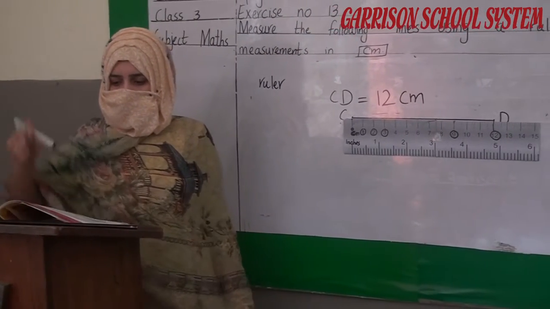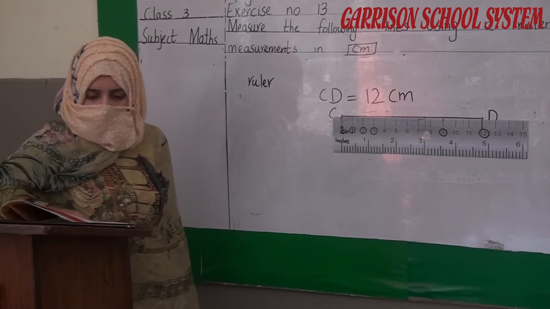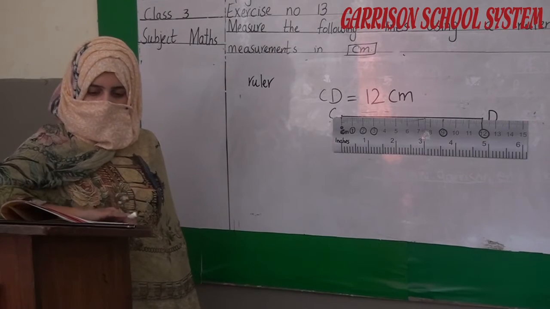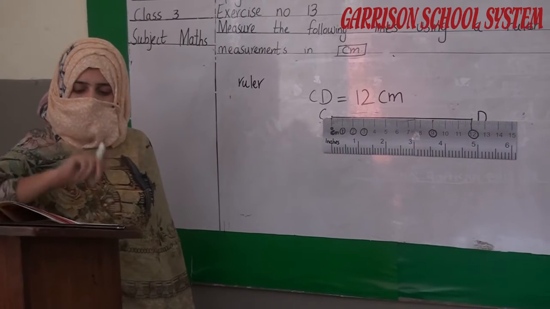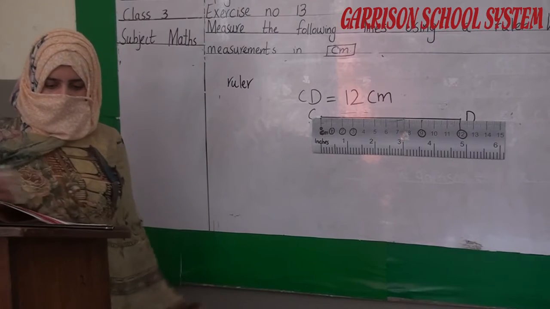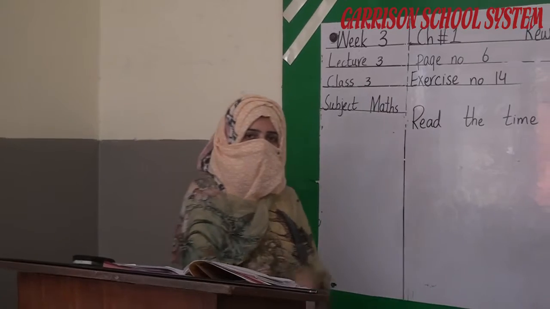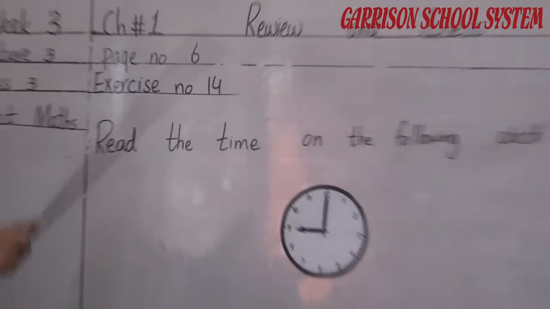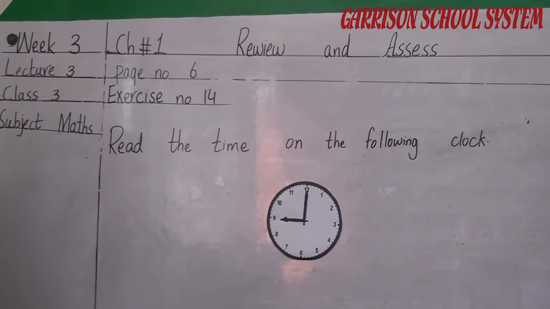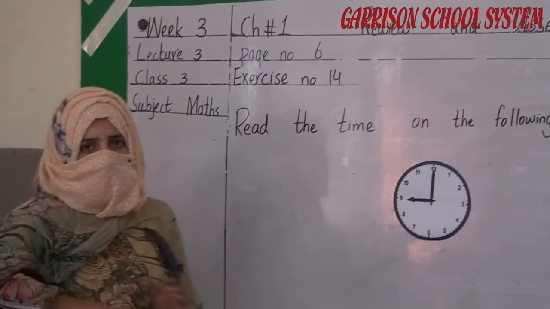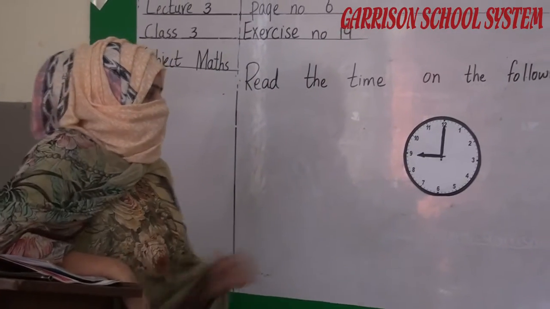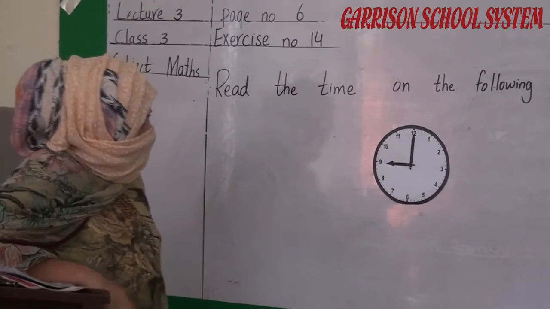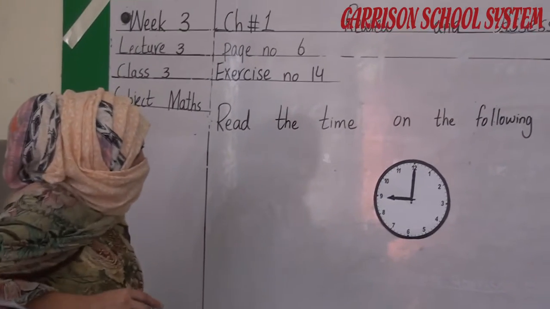Now you have to solve the remaining parts by yourself at your home, and you have to use the ruler. Okay student, now move on to the next exercise, number 14. Exercise number 14, read the time on the following clock. Okay student, all of you have clocks at your home. We also have a clock here. So can you tell me what's the time here?